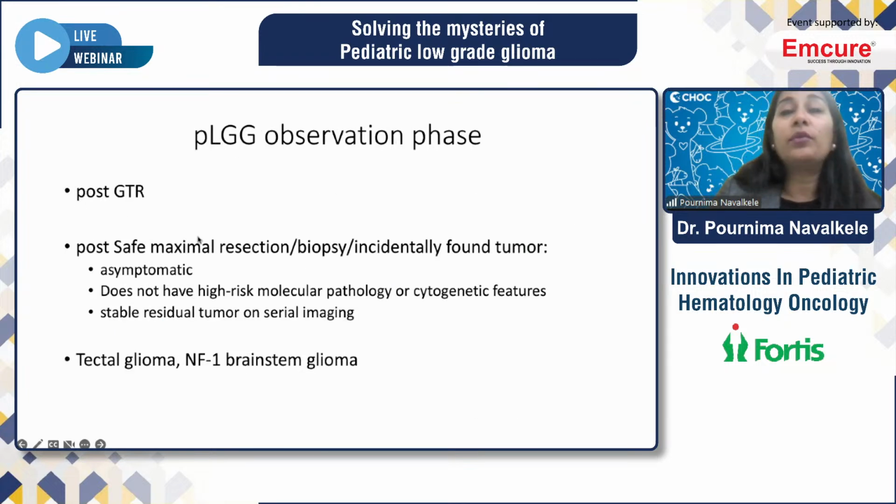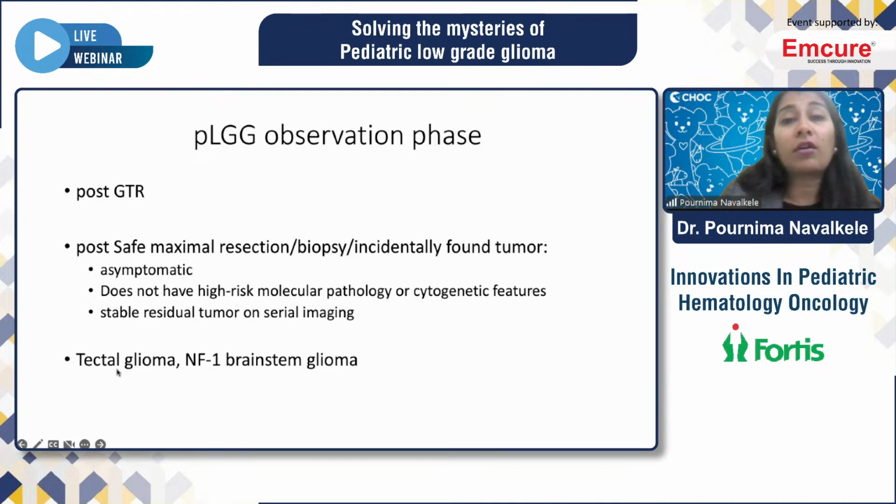So the observation phase, when do you utilize that? Post a gross total resection, the patient can be observed, typically I would do it anywhere between 5 to 7 years. And if the patient's scans do not show any tumor progression, then I discharge the patient from my clinic. Post safe maximum resection, biopsy, or incidentally found tumor, if the patient is asymptomatic, you can continue to observe the patient, after an incidentally found tumor, or if the patient has some leftover tumor which is not causing symptoms. If the patient's tumor doesn't have high-risk molecular features or cytogenetic characteristics, then it is okay to observe the patient. If the patient has stable residual tumor on serial imaging, again, you can continue to observe.